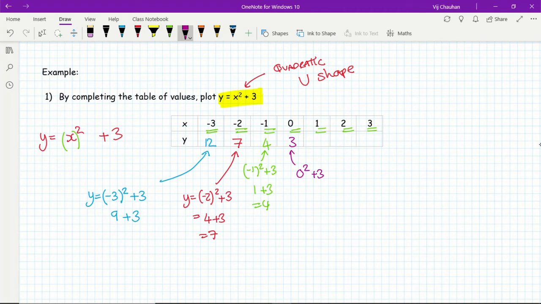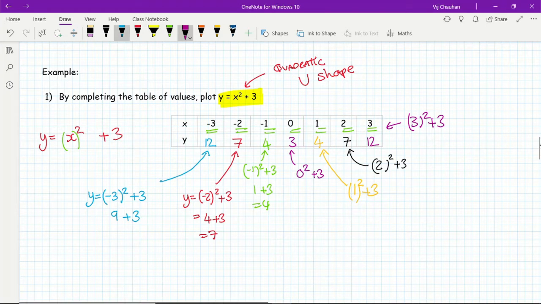And then I've got 1 squared plus 3, and again, put in brackets, which is 4. And then I've got 2 squared plus 3, which is 7. And then finally, I've got 3 squared plus 3, which is 12.